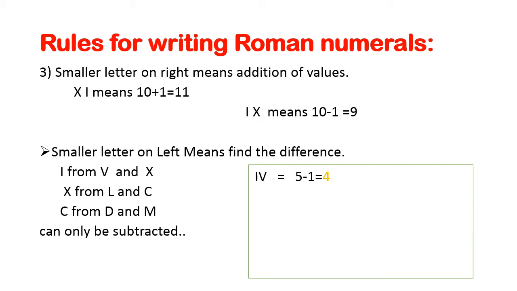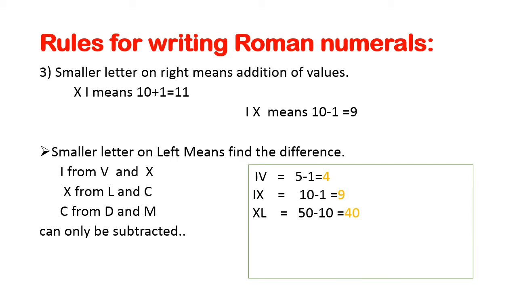IV. So what is the smaller letter here? I. That I also comes on the left side. So we are going to subtract. So 5 minus 1 is equal to 4. Then 9, already we have seen.